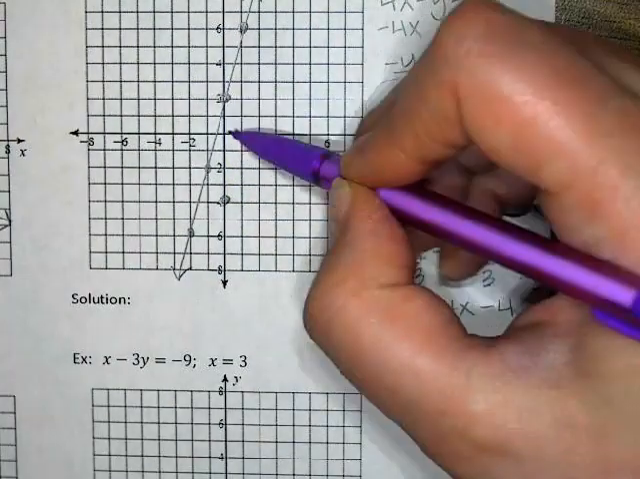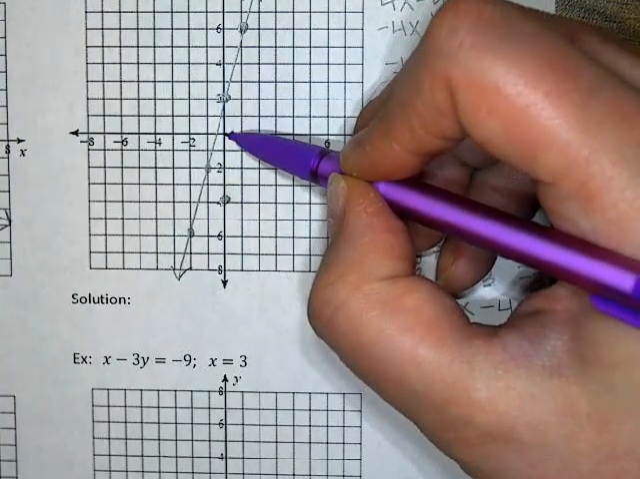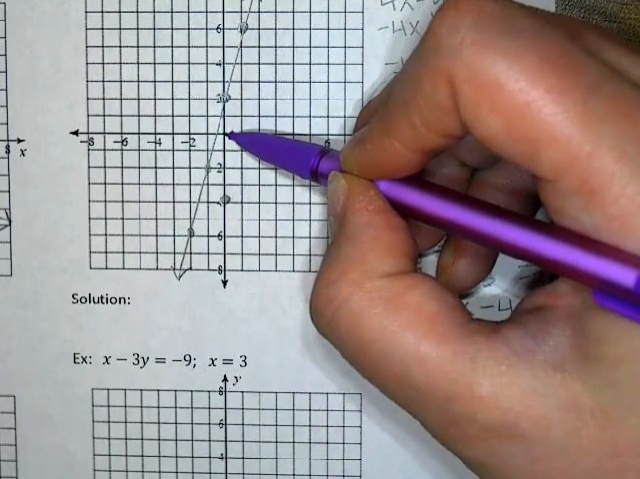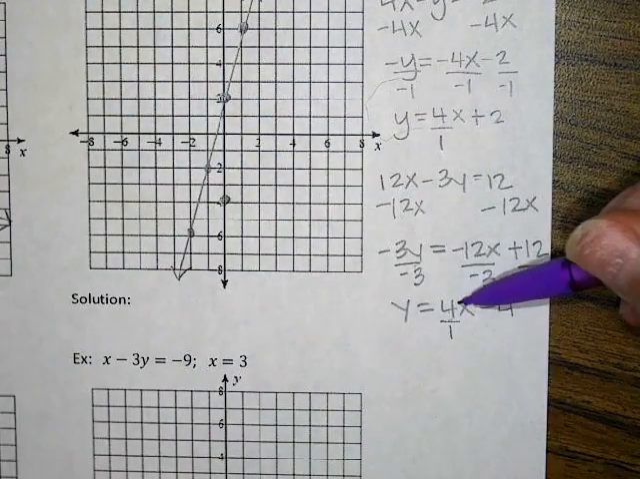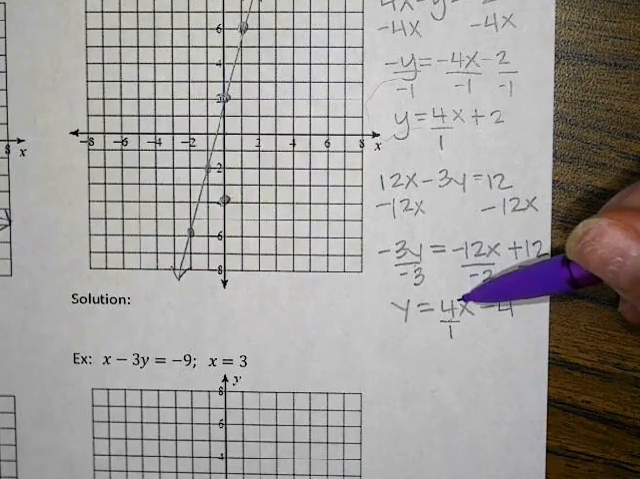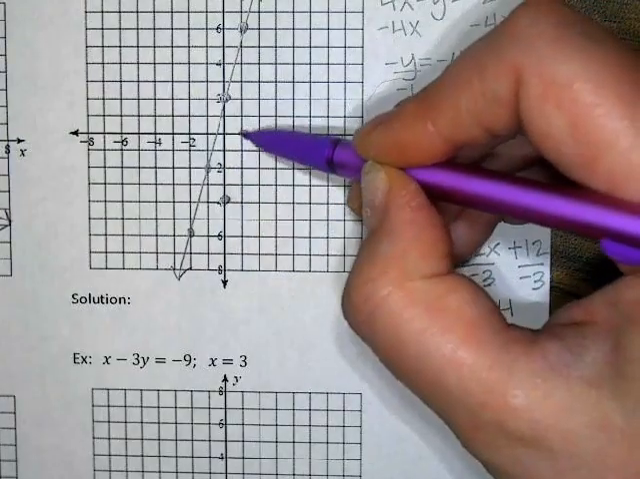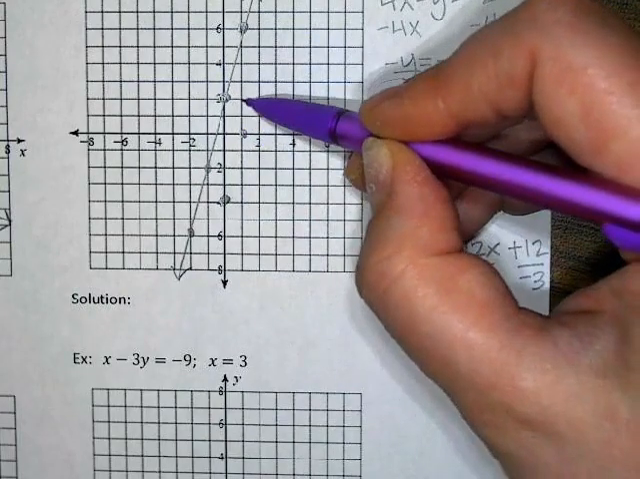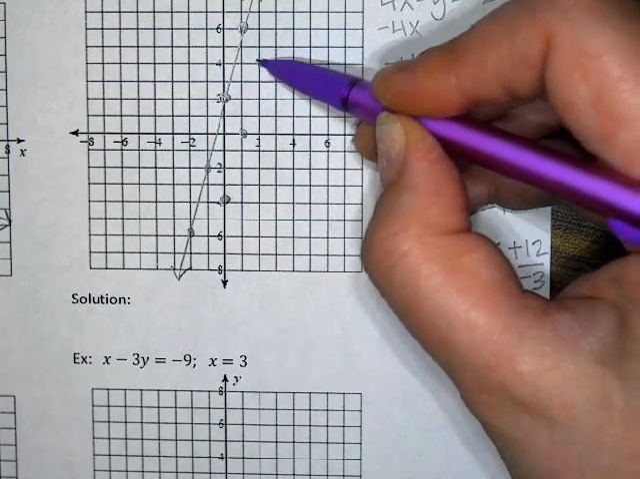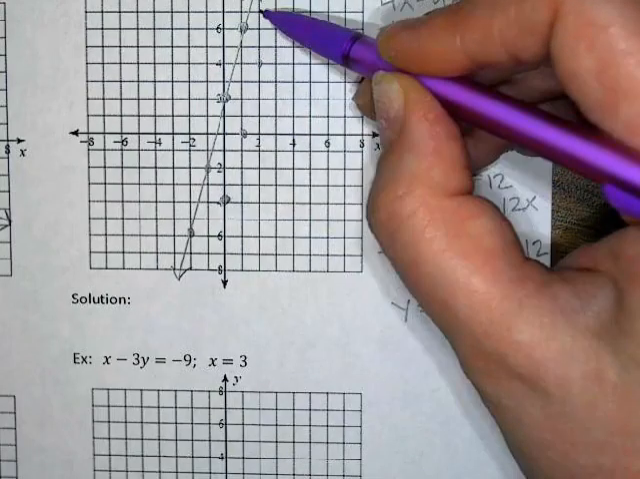So up 4 over how many? 1. Up 1, 2, 3, 4 over 1.